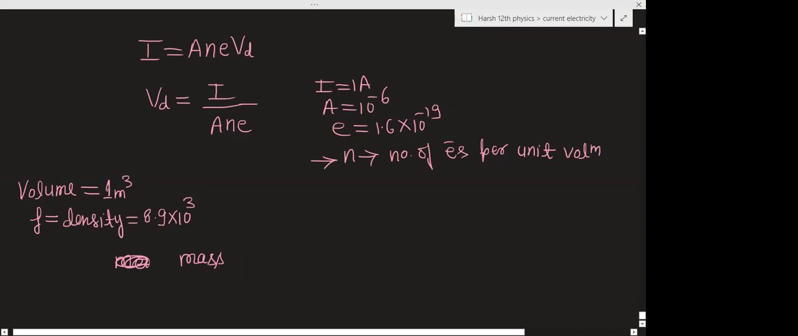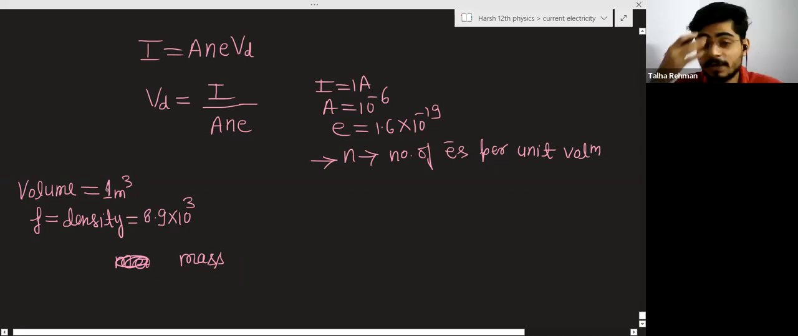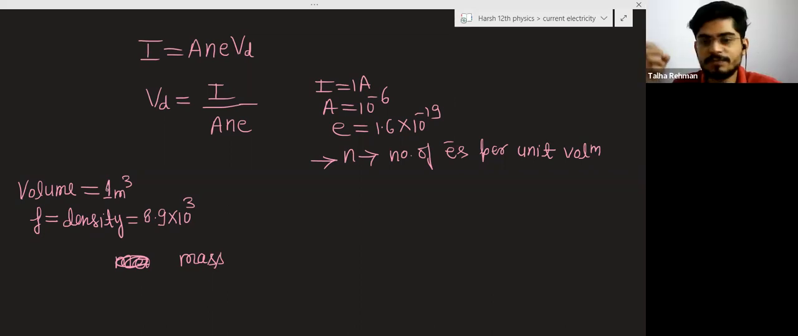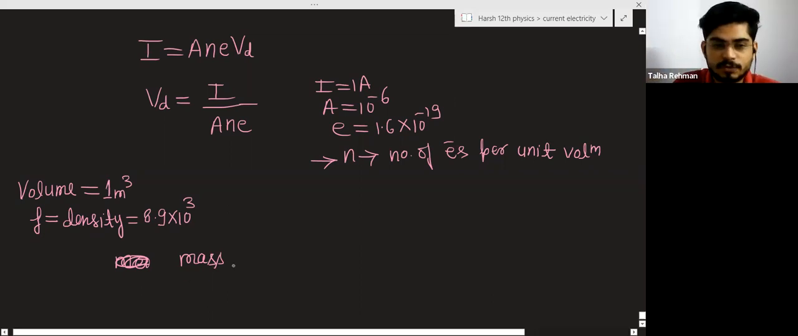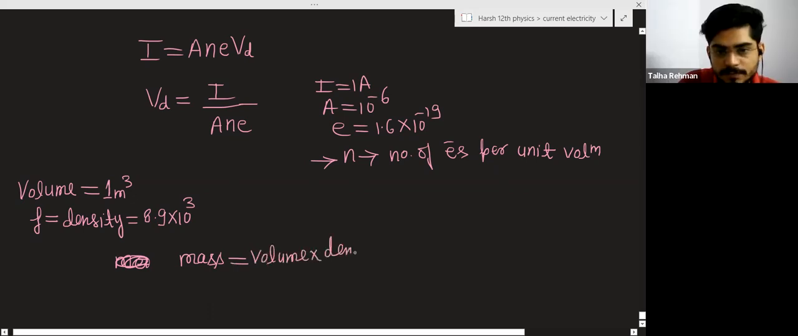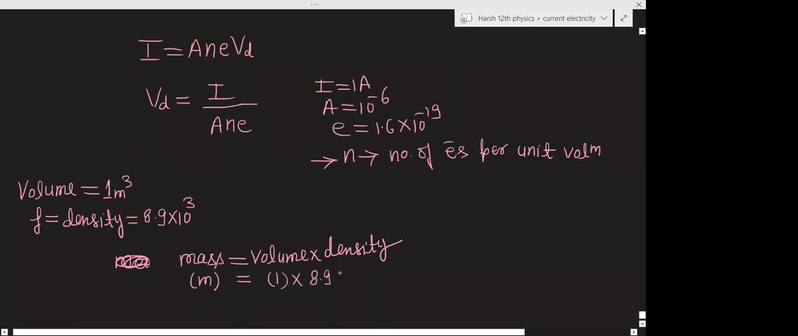Are you getting my point? I am calculating the mass of 1 meter cube volume of copper. So mass is equal to volume into density of copper. I am representing mass of copper with M. Volume is given as 1 and density is given as 8.9 into 10 to the power 3.